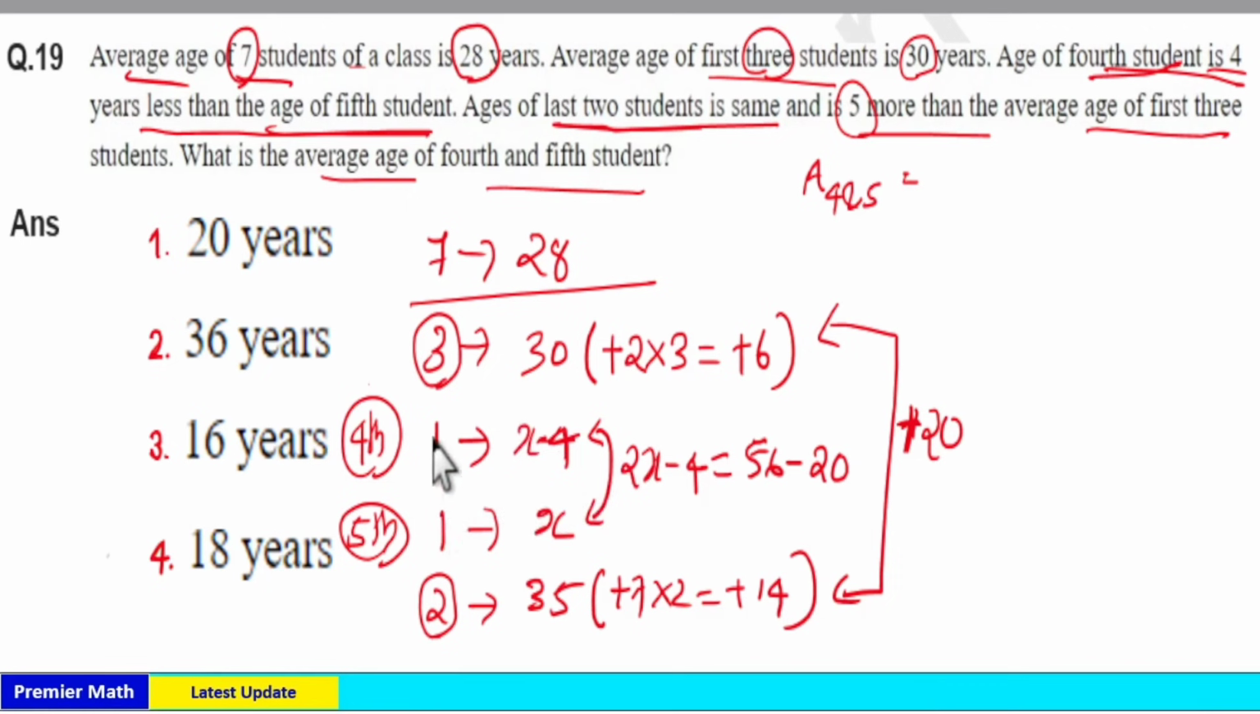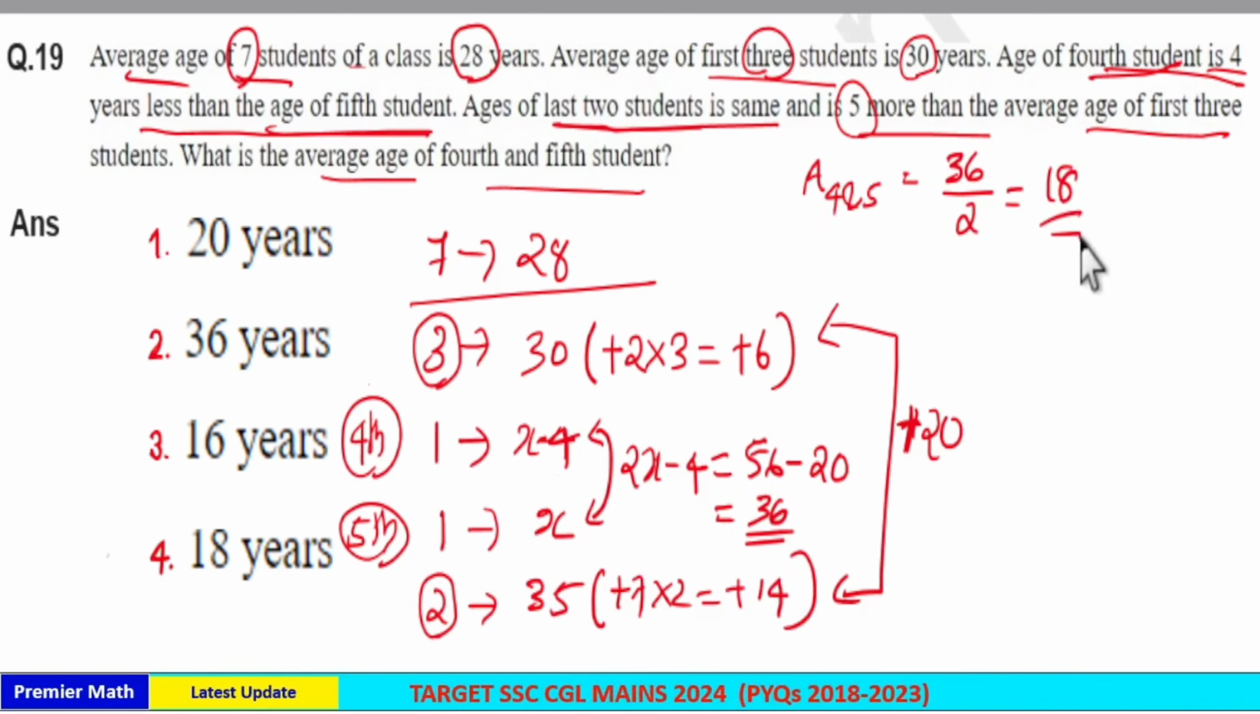Actually, we are considering these 2 students' ages as 28 plus 28, 56. But we should subtract this increment 20 from this 56. Now, this is equal to 36. That is, the sum of ages of the remaining 2 students, the 4th and 5th students, is 36, which means the average of the 4th and 5th students is equal to 36 by 2, 18. Option 4 is your answer.